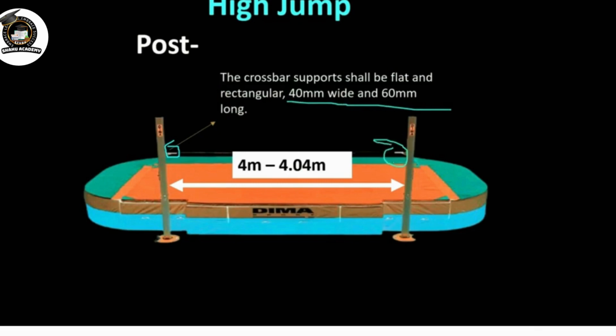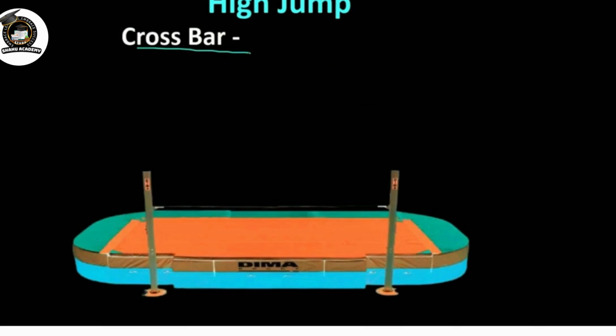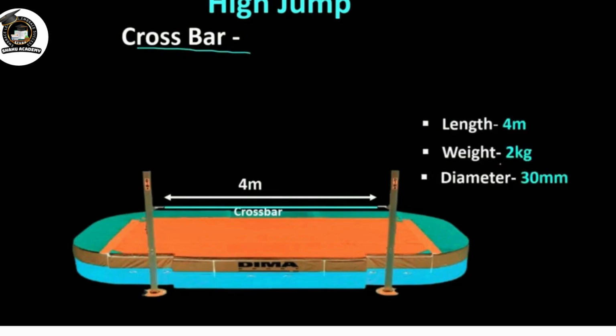Next, we look at the measurement of the crossbar. The crossbar here should be 4 meters long, and its weight should be 2 kg, and its diameter should be 30 mm. And this crossbar should be made of fiberglass or any other suitable material, but it should not be made of metal. And this crossbar is divided into 3 parts.